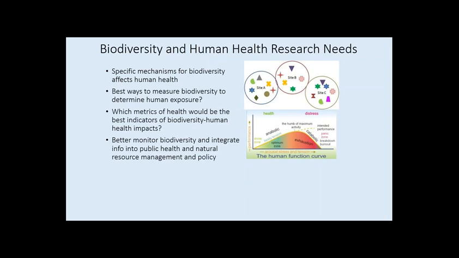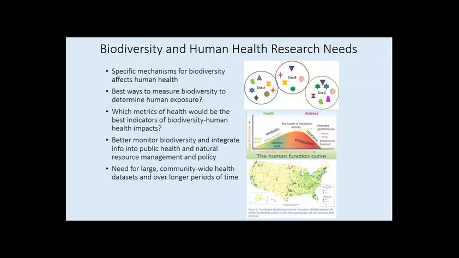We need to better monitor biodiversity and integrate this info into public health and natural resource management and policy. There's also a huge need for these large community-wide health data sets, particularly any that span longer periods of time. Europe is much better about collecting and making available these kinds of data. This is kind of hard to do in the US, but if we work towards this for particular research purposes, hopefully we can start gathering these larger data sets that can be really effective at helping to answer these kinds of questions. That Finland study was only possible because of the countrywide data that they had available.